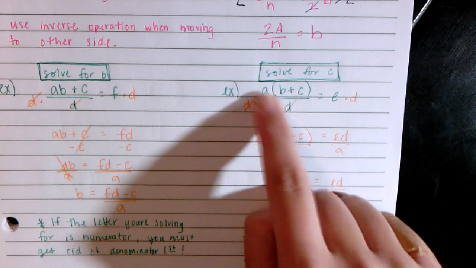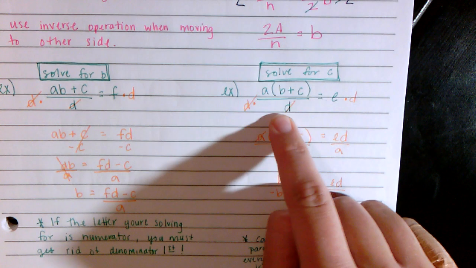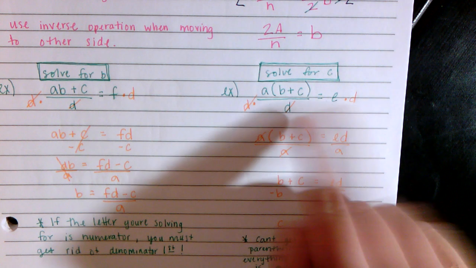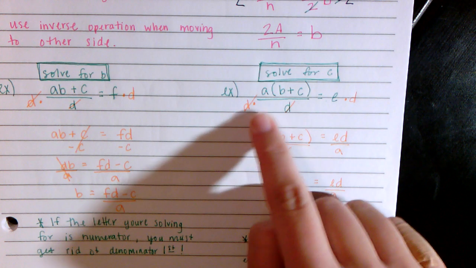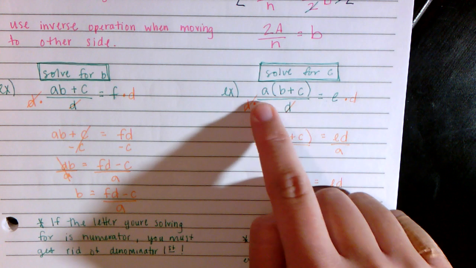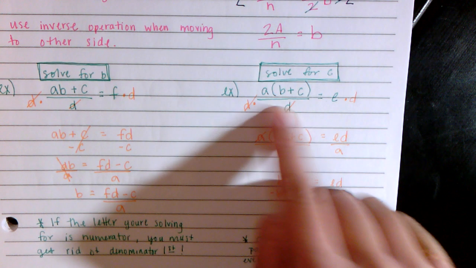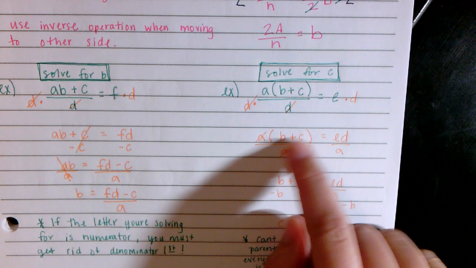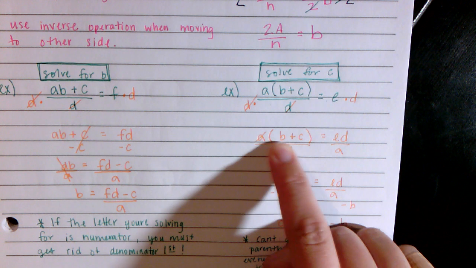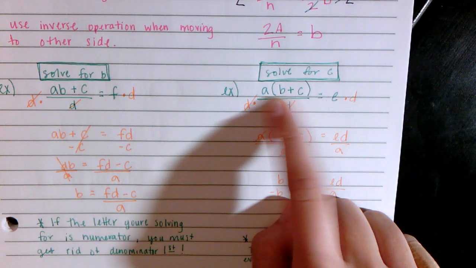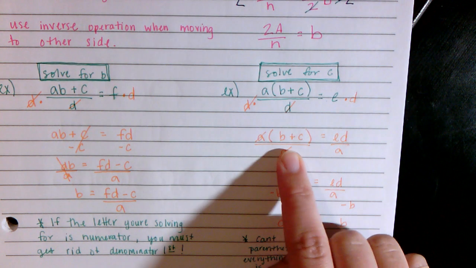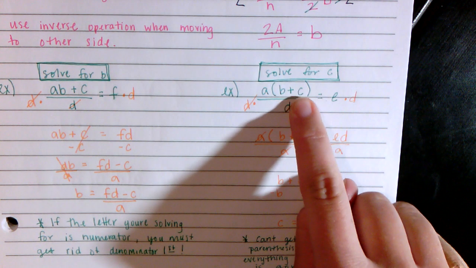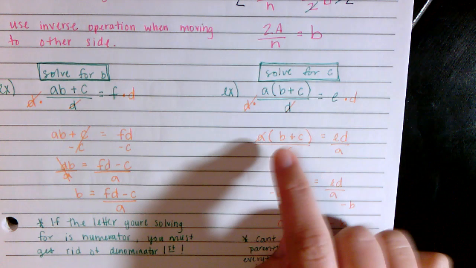So again, we have a bunch up top, but we can't get to it because of our denominator. So I'm going to multiply by that denominator to get rid of it, because the opposite of division is multiplication. Those two cancel out, and I'm left with E times D, and then it's just equal to A times B plus C. So I got my numerator free, and now I need to start moving things away because I'm trying to solve for C, and it's up top, it's trapped.